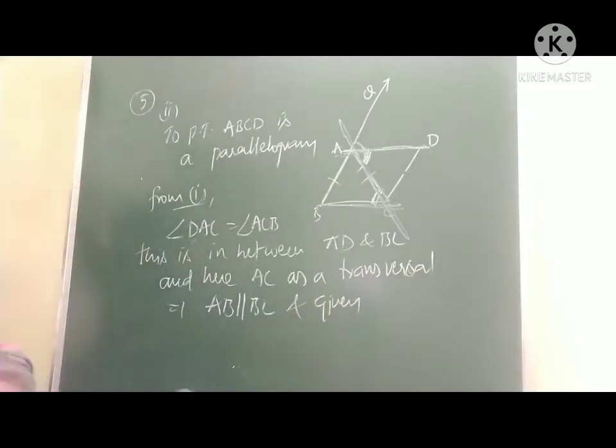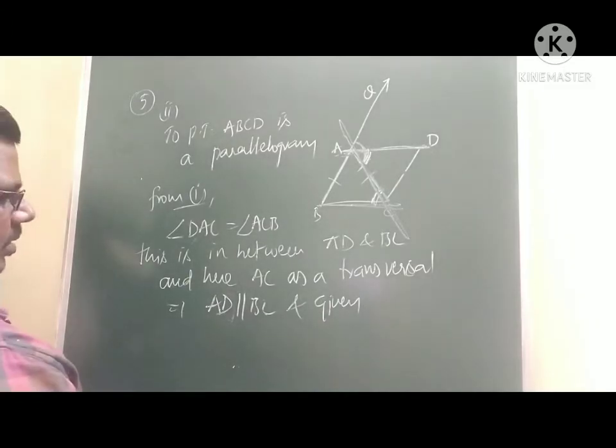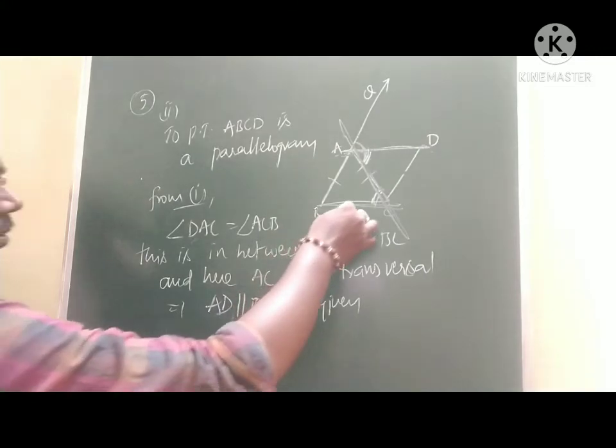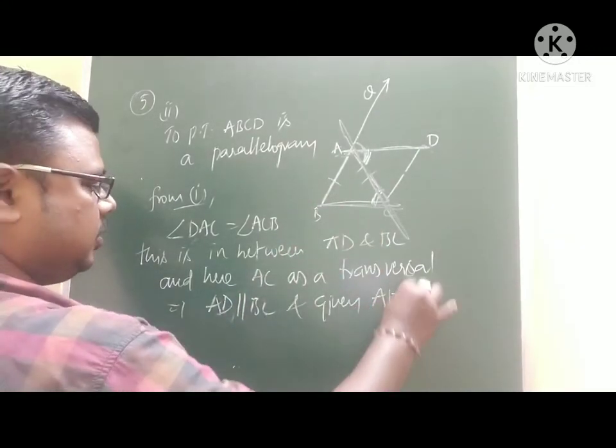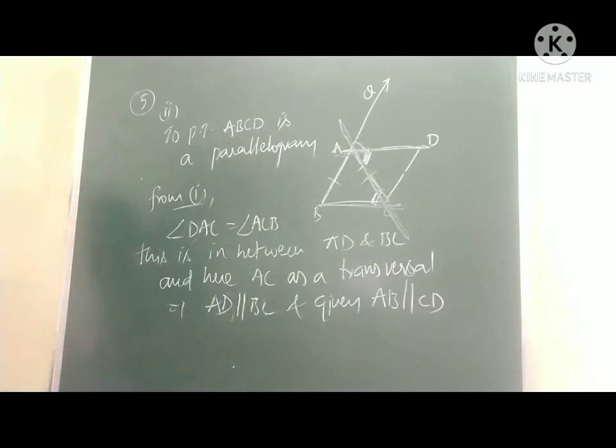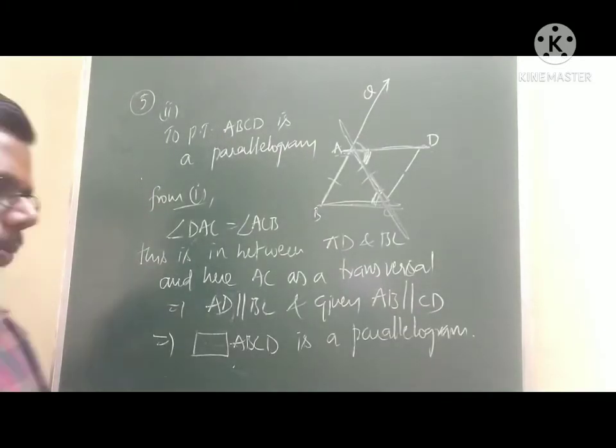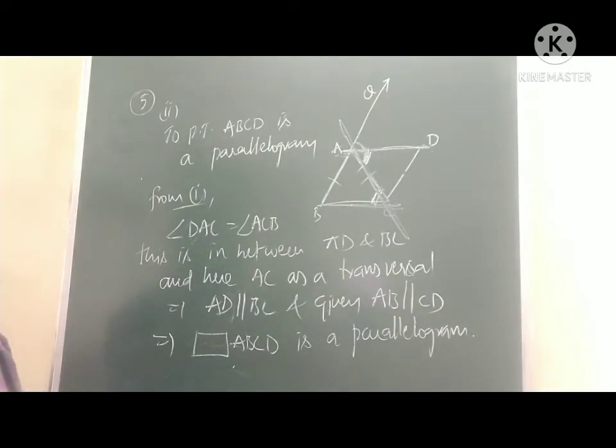And already we have been given one statement in the question. If you observe, we have been given AD parallel to BC, and also AB is parallel to CD. So we got two pairs of opposite sides parallel in a quadrilateral, and then that quadrilateral will be a parallelogram. That is what was required to prove.